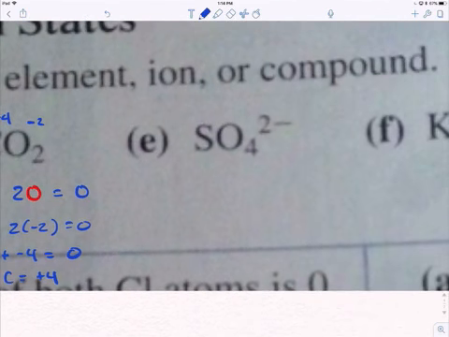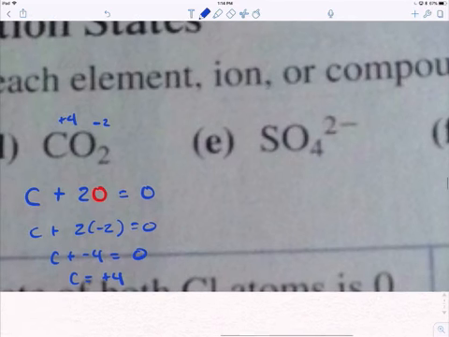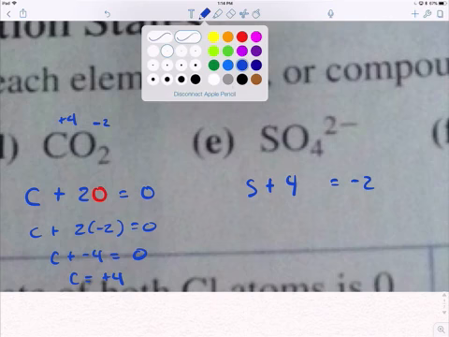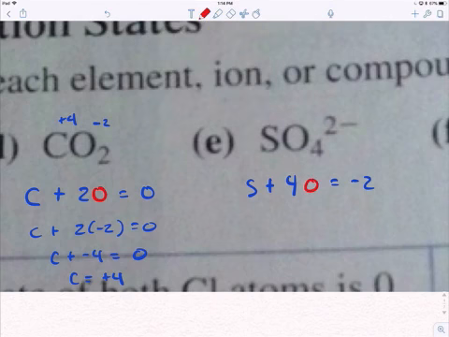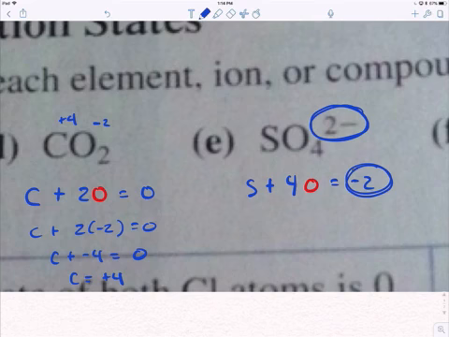All right, next one, sulfate. Just like for carbon dioxide, we have sulfur plus 4 times oxygen equals -2. What's different about this one? This one is charged. This is a charged ion, so that's where we get the -2. Oxygen tends to be -2.